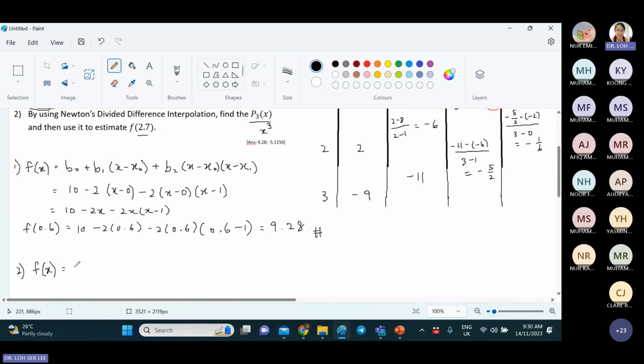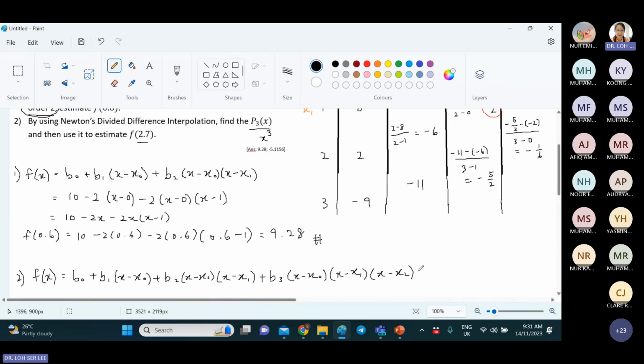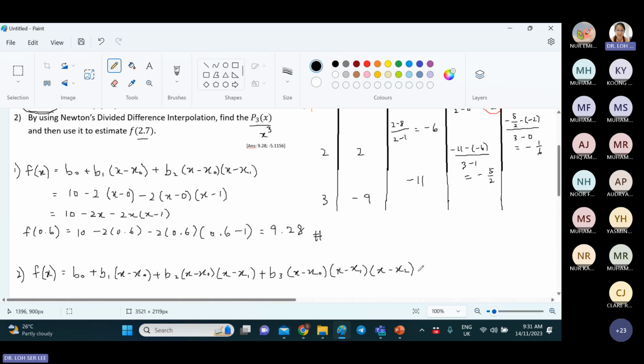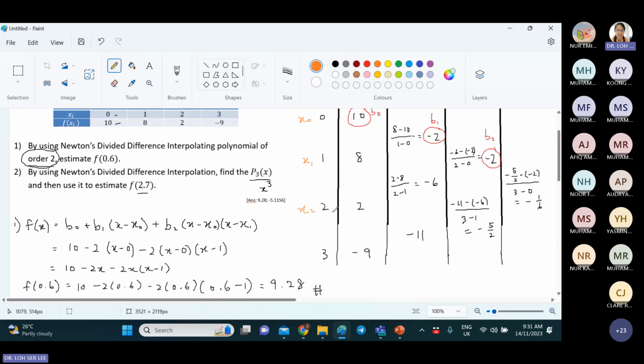Your f(x) will be, okay, you have to write out the formula. B0 plus B1 (x minus x0), then B2 (x minus x0)(x minus x1). Okay, this is cubic, so we need a B3 (x minus x0)(x minus x1)(x minus x2). Now substitute all these B0, B1, B2, B3, and x0, x1, x2 into the formula.